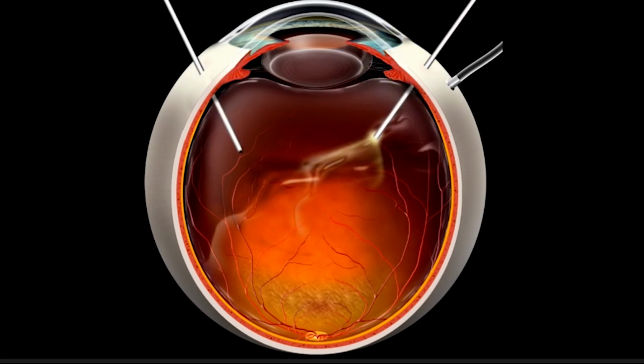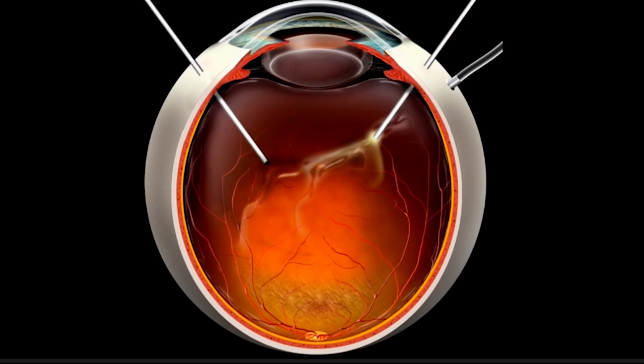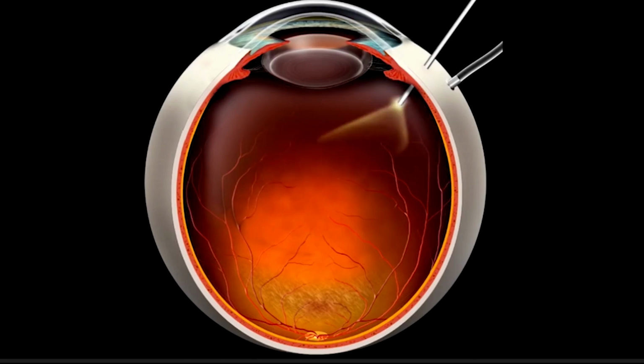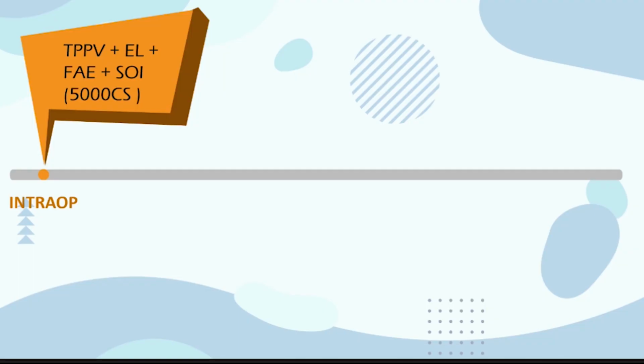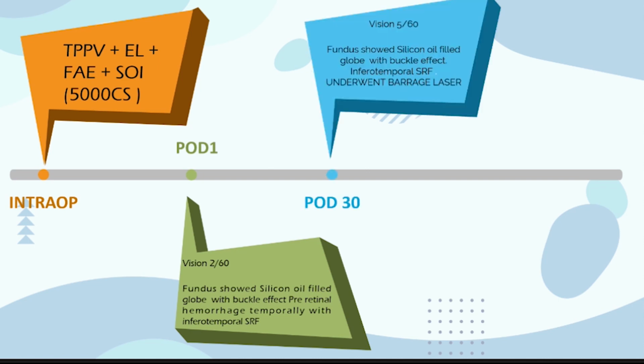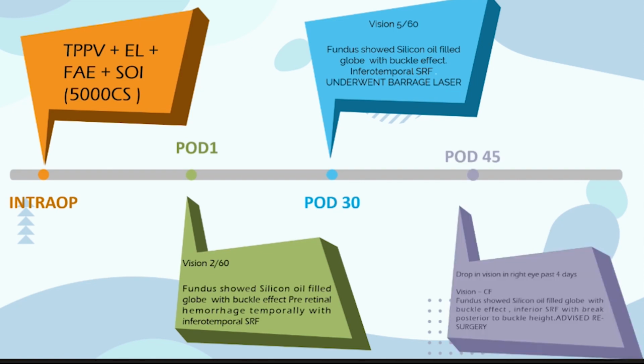A standard 25 gauge pars plana vitrectomy with endolaser, fluid air exchange was done and 5000 centistoke silicone oil was injected. Post-operatively, patient had vision improvement to 5/60 but persisting subretinal fluid at the inferotemporal quadrant. At post-operative 1 month, patient was advised to undergo barrage to contain the SRF, following which patient had further deterioration of vision to hand movements. Patient was then advised resurgery.